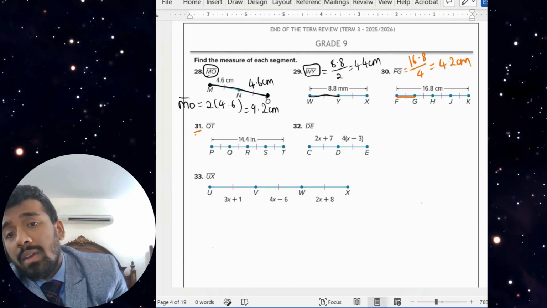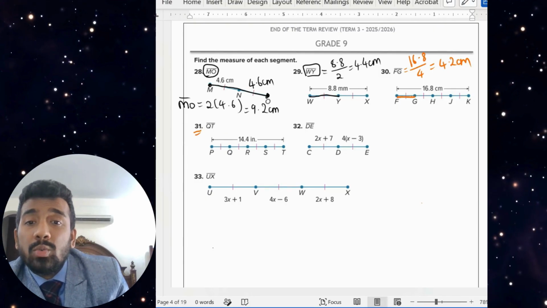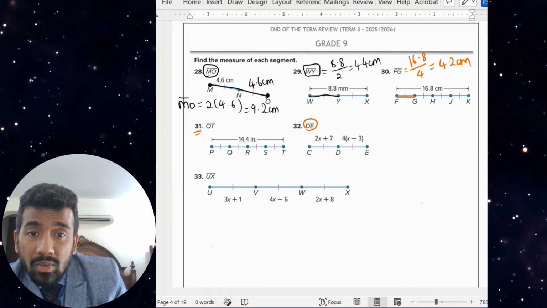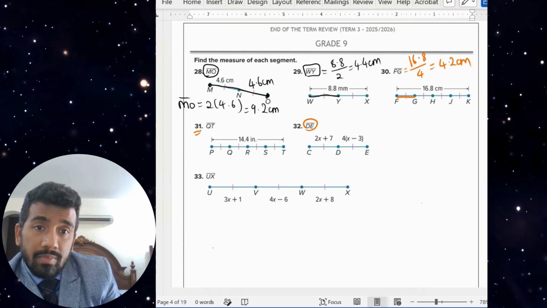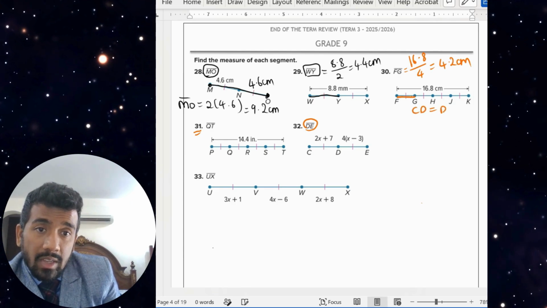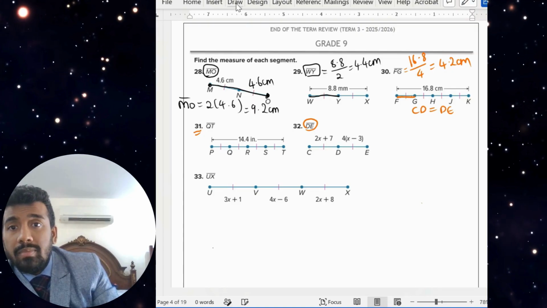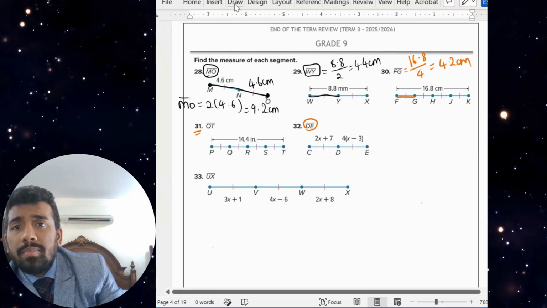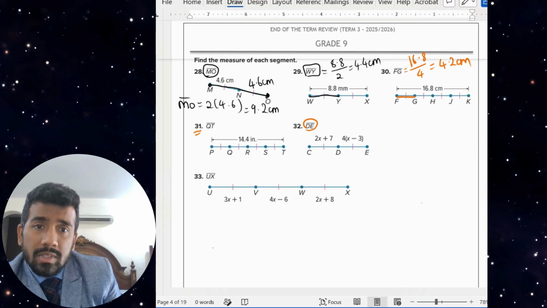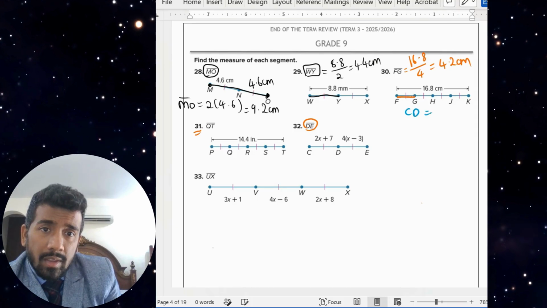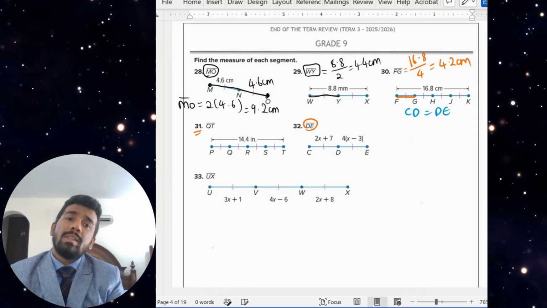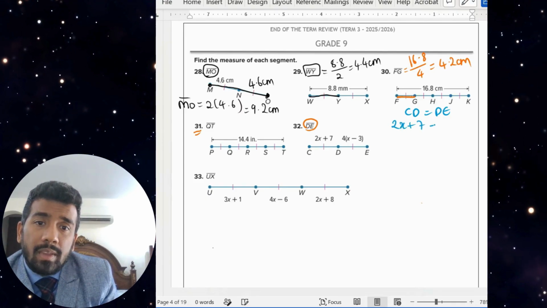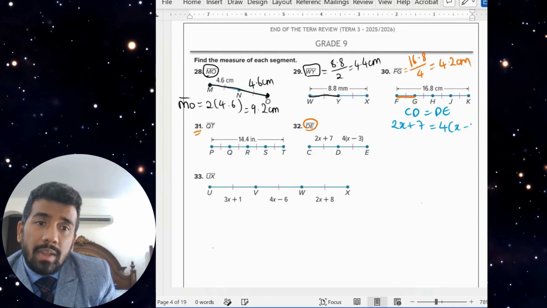31 I'll not do because it's pretty much the same. Let's go to 32. That's DE. We need to find DE. Again, what I know, these two are equal. So I know CD is equal to DE. Let's take another color so that it doesn't mix us up. So CD equals DE. Now what is CD? 2x plus 7 equals 4x minus 3.